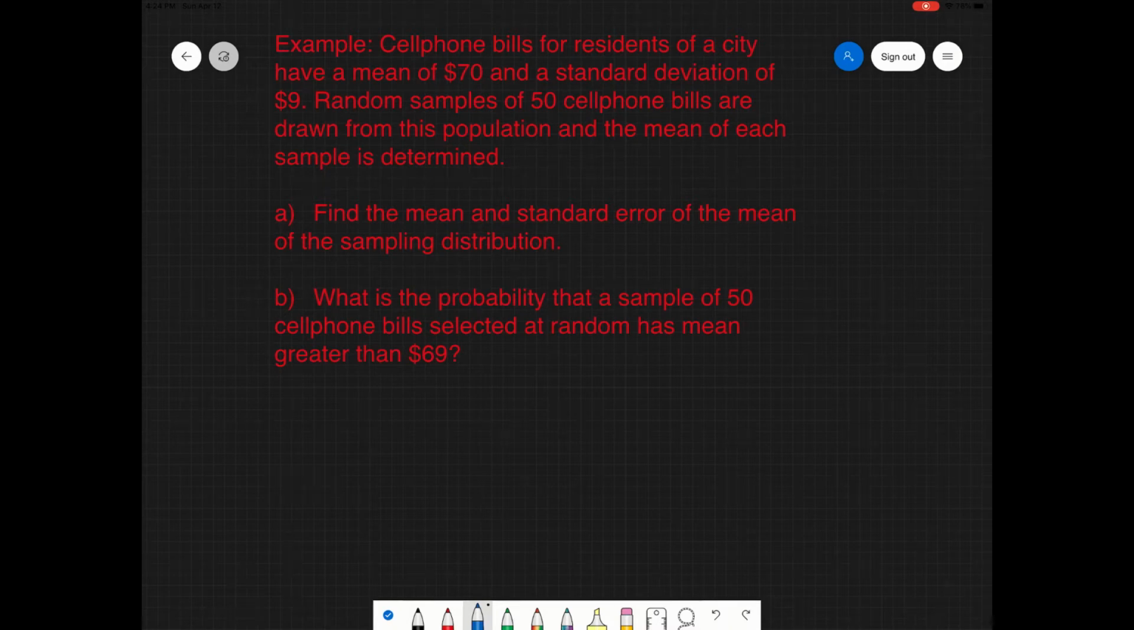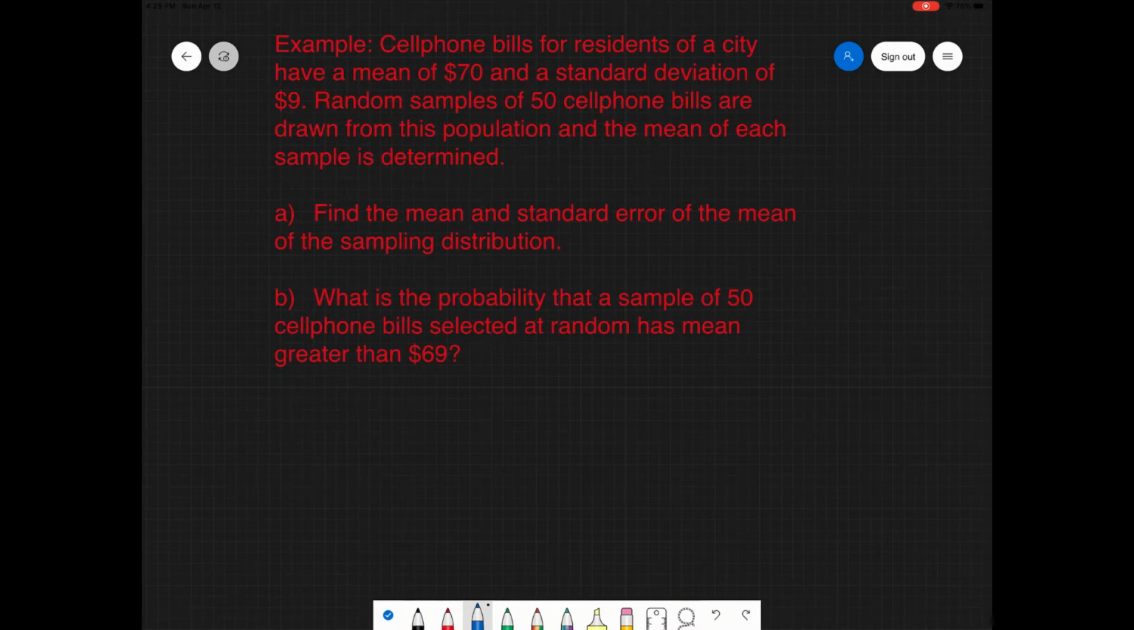In this example, suppose that cell phone bills for residents of a city have a mean of $70 and a standard deviation of $9. Random samples of 50 cell phone bills are drawn from this population, and the mean of each sample is determined. Part A. Find the mean and standard error of the mean of the sampling distribution.